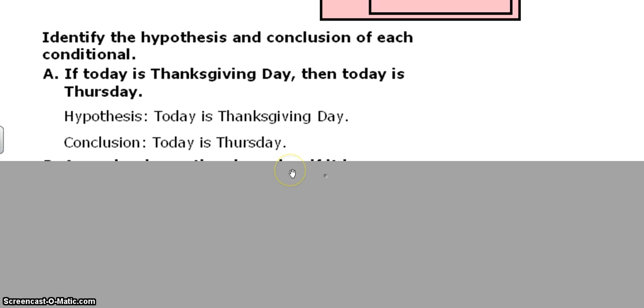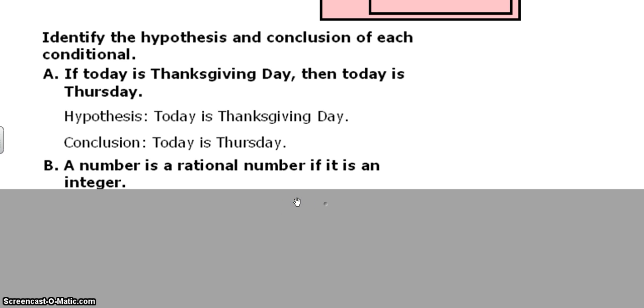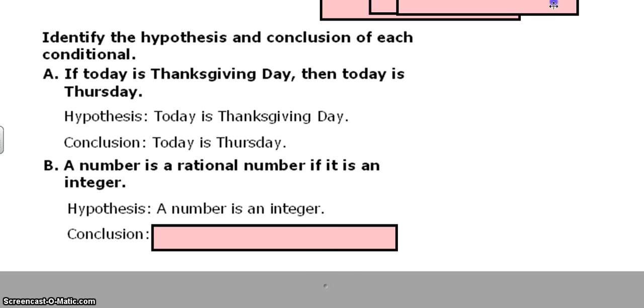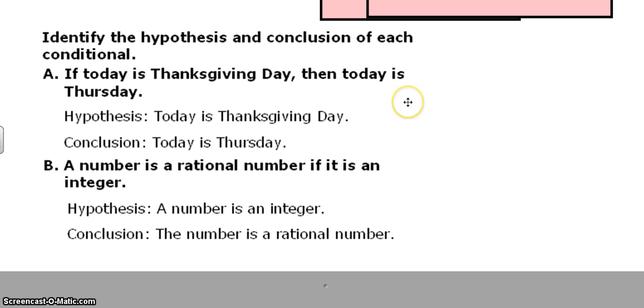Did you know that Thanksgiving always falls on a Thursday? So that is a true statement. How about example 2? A number is a rational number if it is an integer. This has a little different format. We don't see if, then in the order that we're used to seeing them, right? So what is the hypothesis? A number is an integer, right? It was the second part of the statement, if it is an integer. So then the conclusion is the number is a rational number.